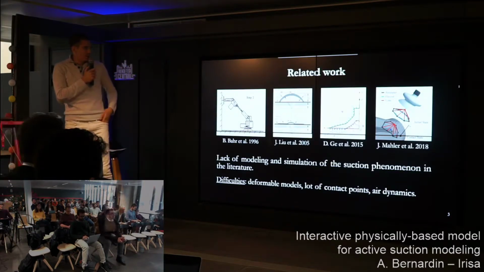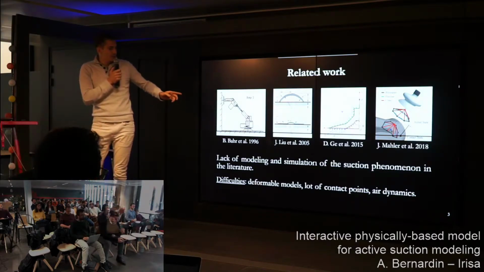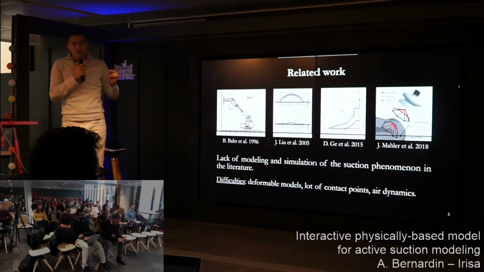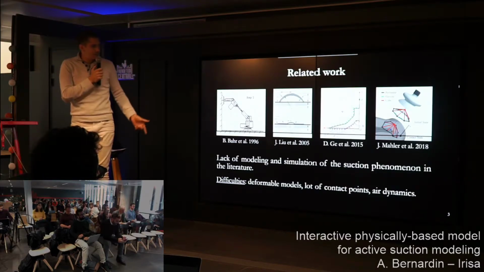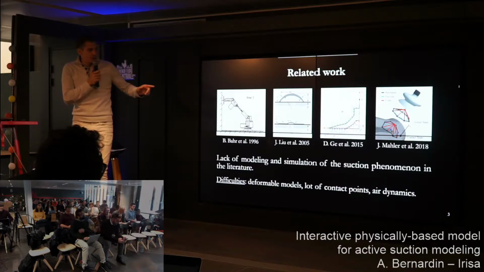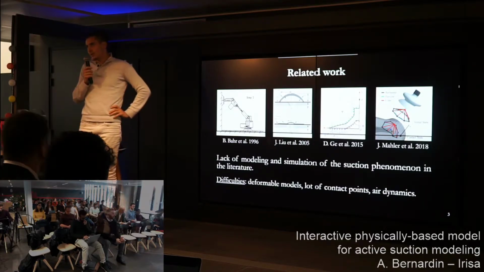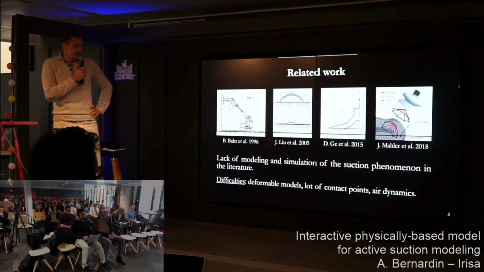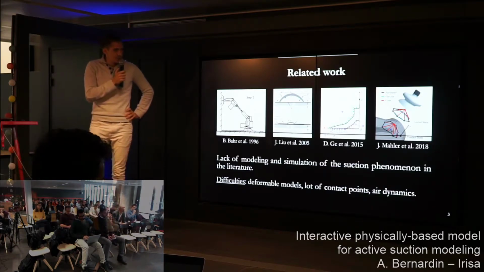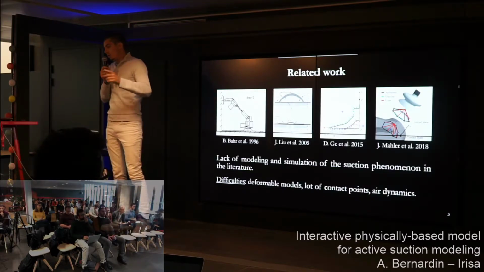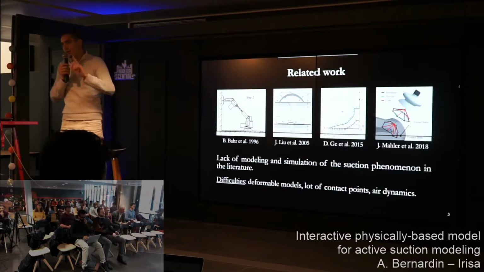There are quite a few works about suction cups, like the early work from Barr, which designed wall climbing robots. Liu did a simple modeling of a suction cup. More recently, there is a quantitative study about the attachment and detachment of a suction cup, and Miller proposed a suction contact model to evaluate the quality of the seal.